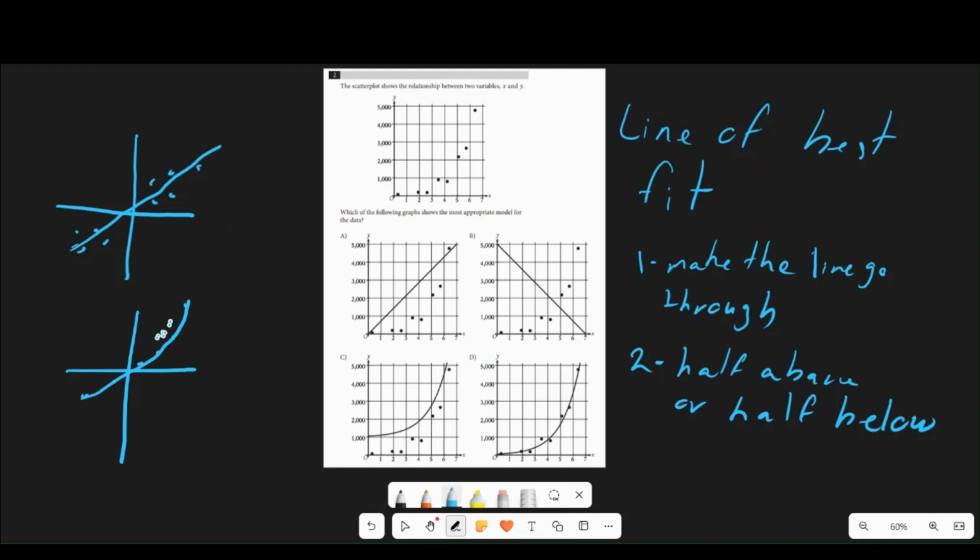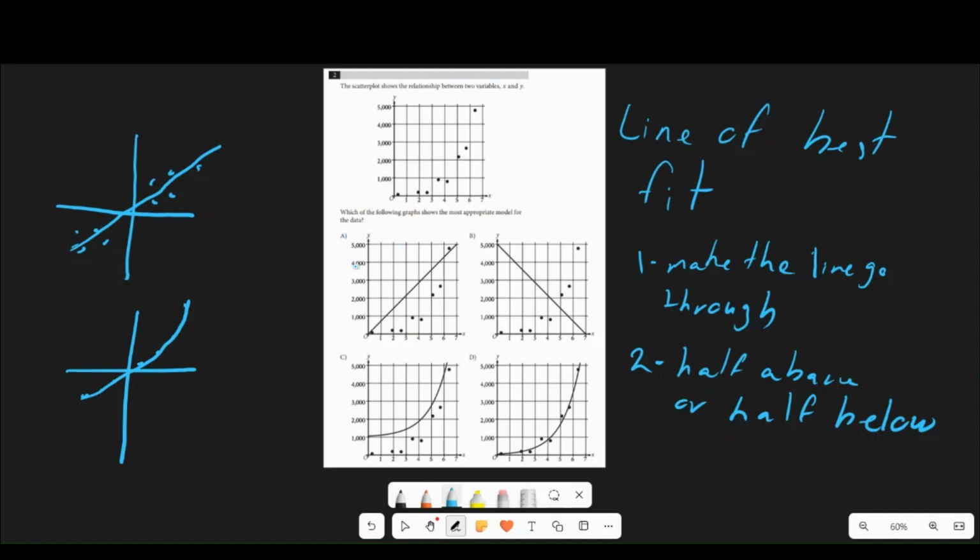So if that's not possible, next best option is to have the line with half the points above, half the points below. So just to recap, you can either try to make the line go through as many points as possible, and if that's not possible, half above or half below. And usually you'll have some combination of both of these options, right? So let's look at the answer choices and see which is the best fit.